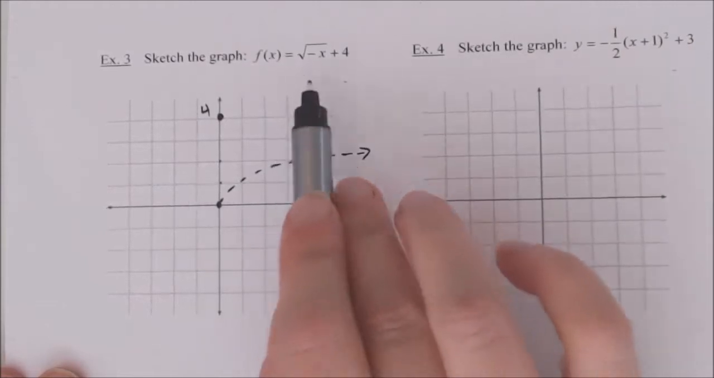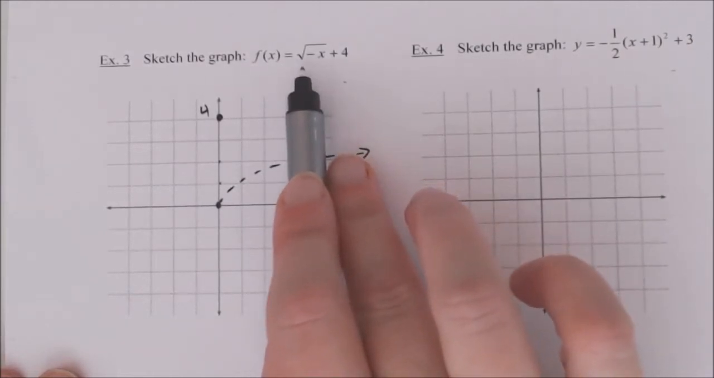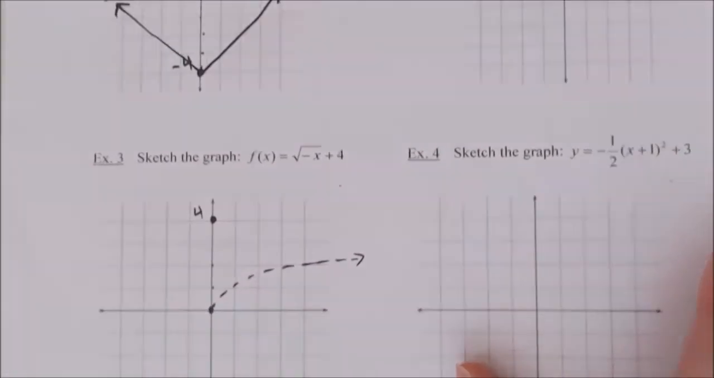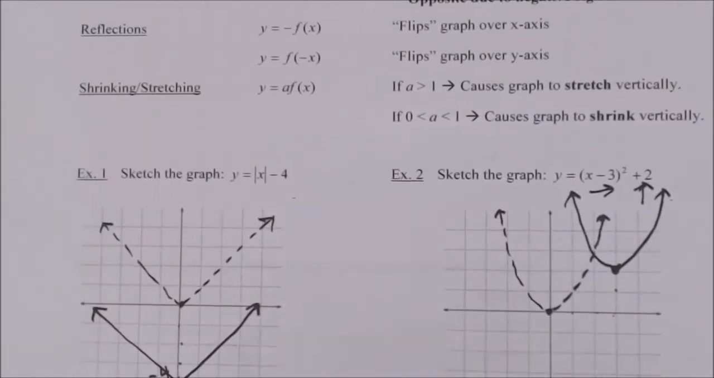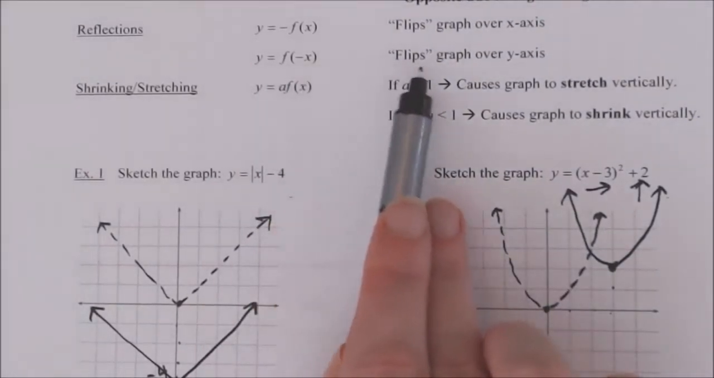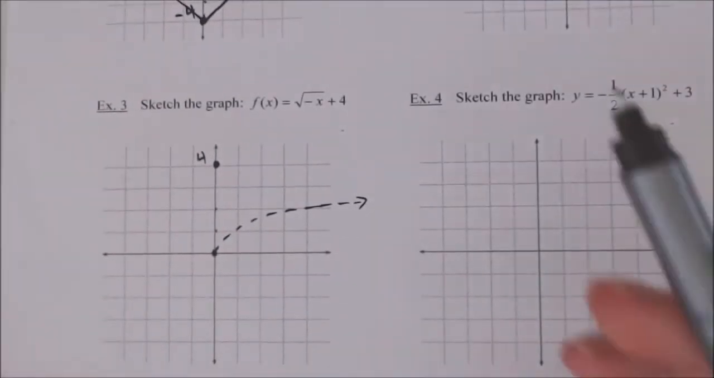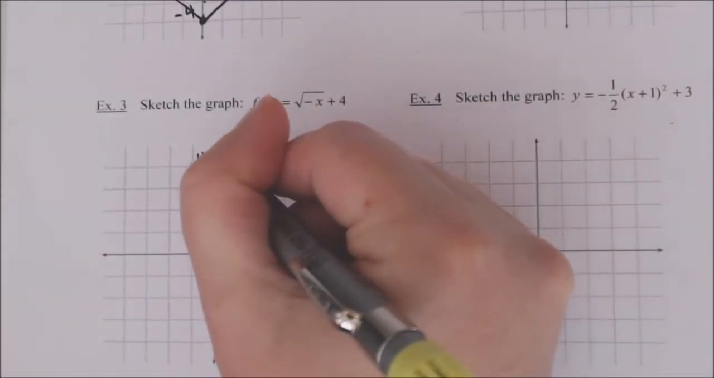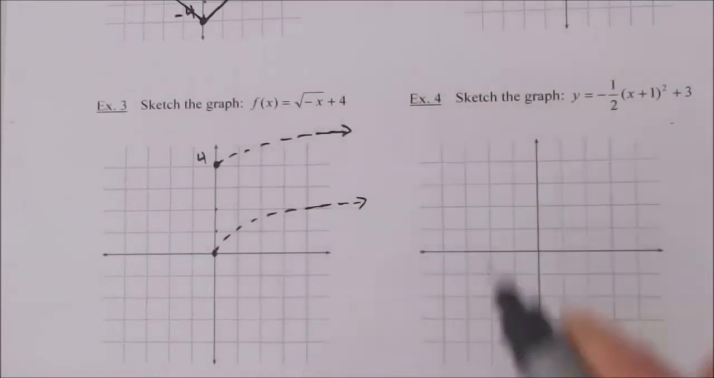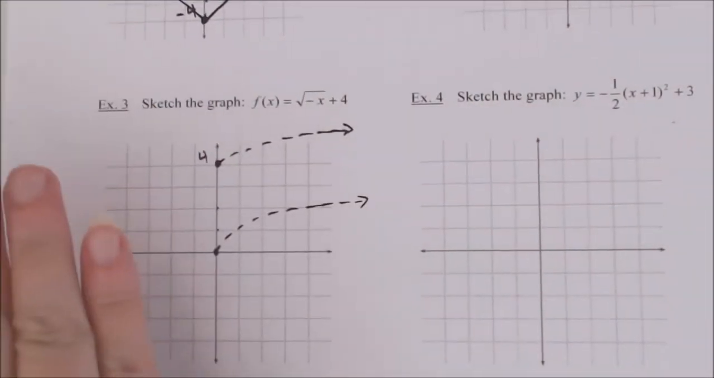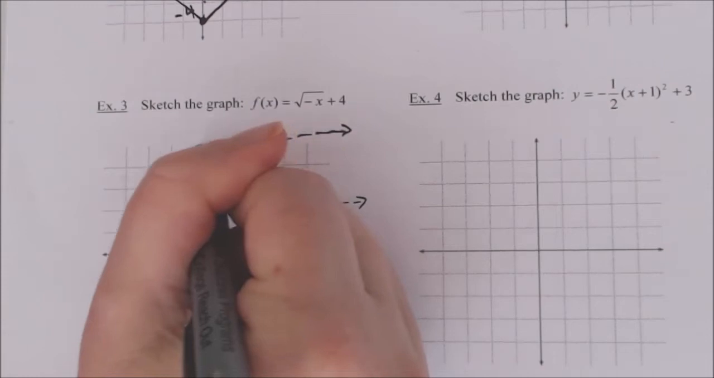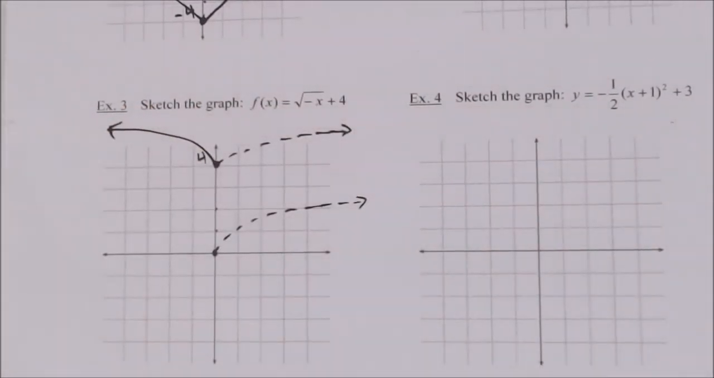And then how is the negative in front of the x going to reflect it? Go back and look up here. If the negative is in front of the x like so, it reflects over the y-axis. So let's draw the graph with the shift first. Without the reflection, it would look like that. But then if we reflect this over the y-axis, it's going to go like so. And that's the graph that we want.